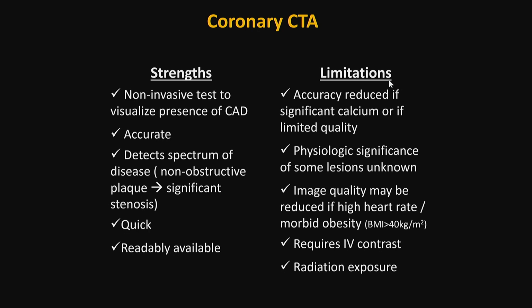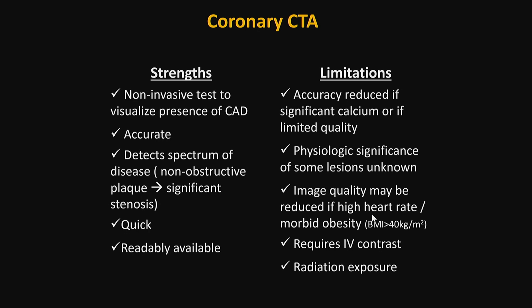The limitations are that the accuracy can be reduced if there's a significant amount of coronary calcium, resulting in what's called calcium blooming artifacts, or if the image quality is limited. The physiologic significance of some lesions, especially moderate stenosis, is unknown, and the specificity of knowing whether those are associated with ischemia is reduced. The image quality can also be reduced in patients that have elevated heart rate. This is why we often give beta blockers.